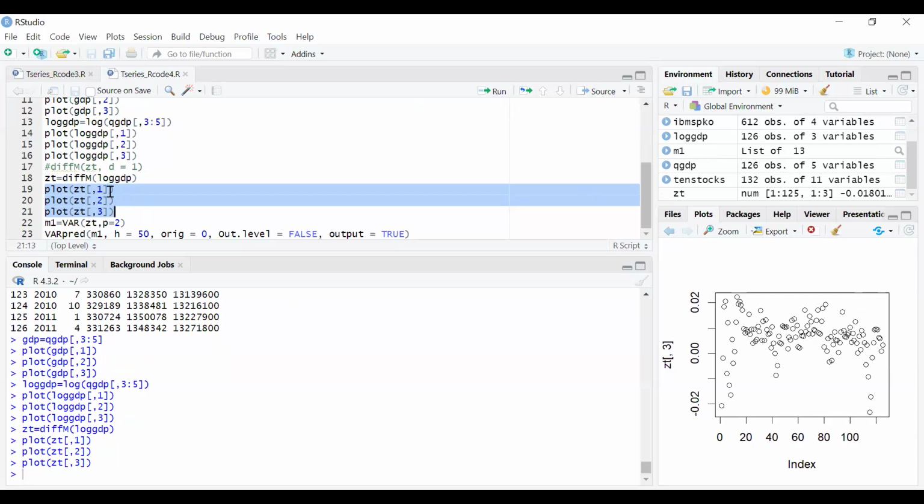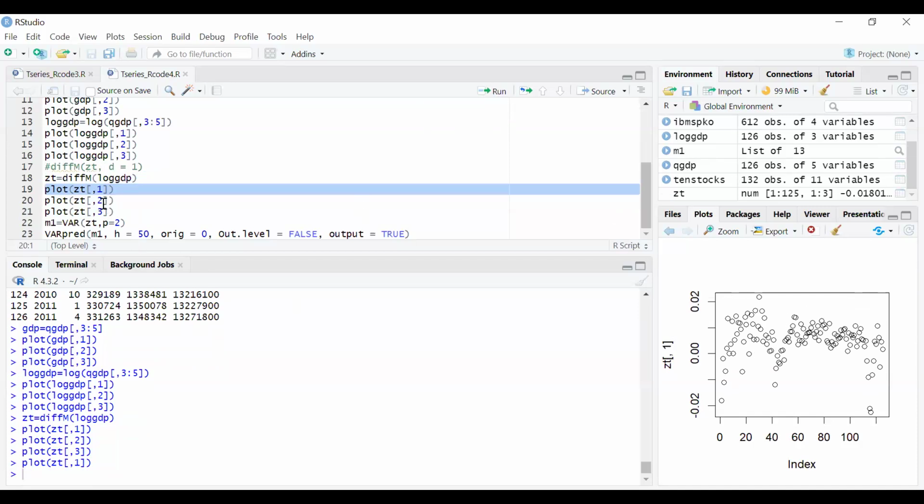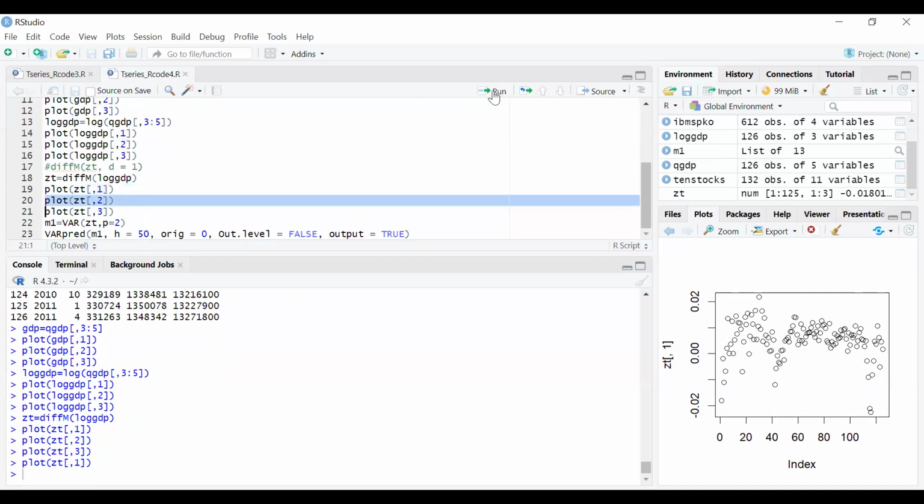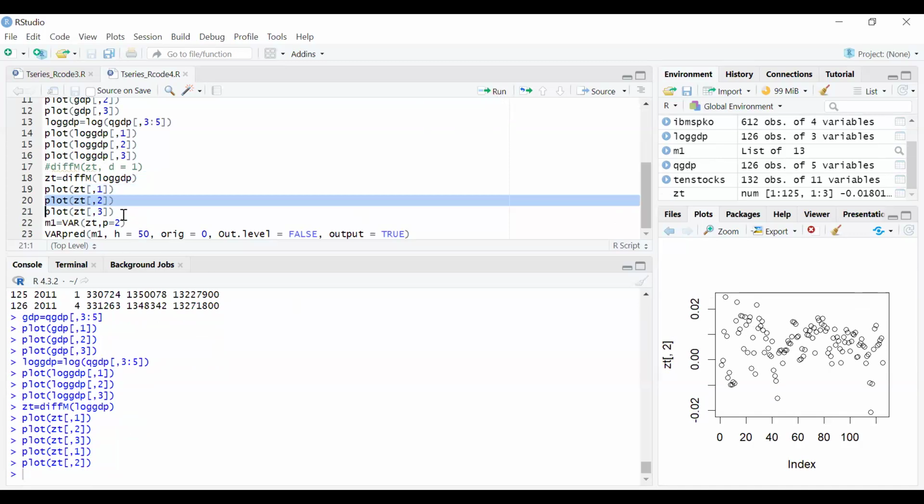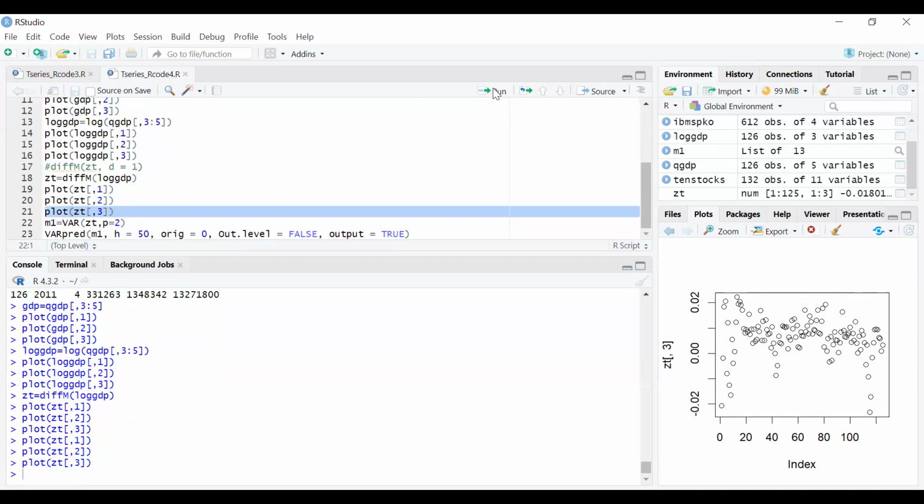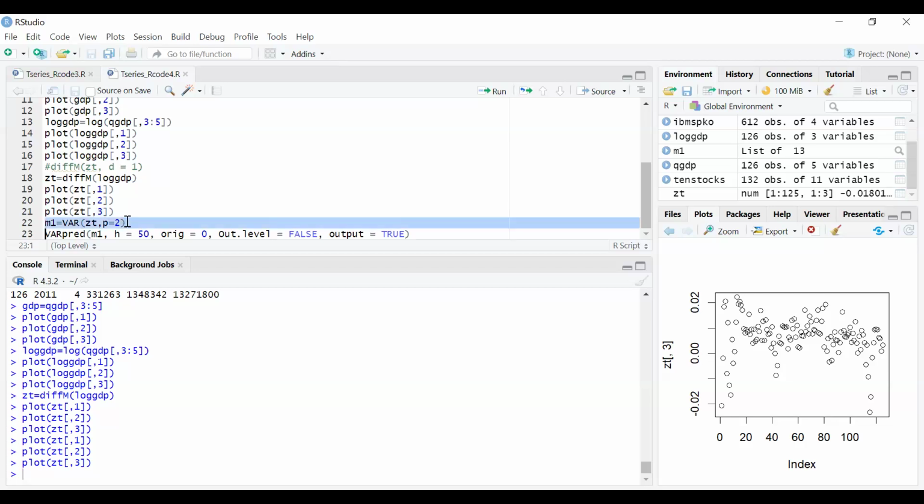Now you'll see that if you look into the data, that increasing pattern is gone from the data. So no clear-cut trend is present for all the 3 variables. That means now we can apply the VAR model on it. So what we have done, we have used a VAR model of order 2 here.